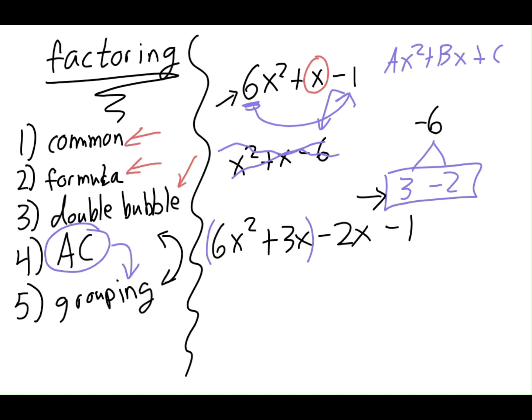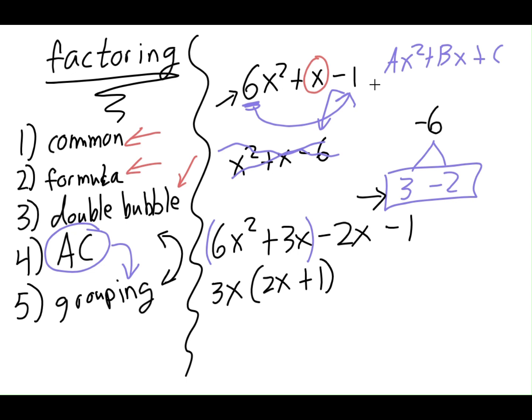So we go back to the beginning of our factoring list and say, okay, can we factor out a common factor? And yes, we can. We can pull out a 3 and an x. We're left with a 2x out of the 6x squared. And, well, we pulled everything out of the 3x, so just plus 1.